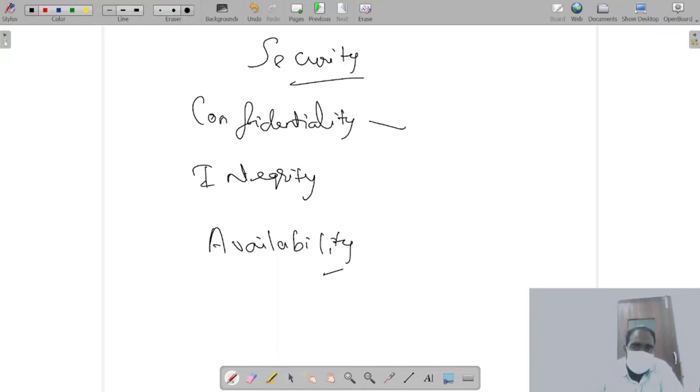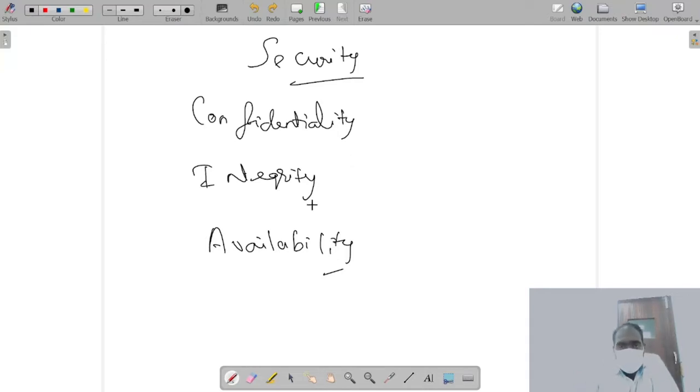What is confidentiality? Confidentiality means whatever we say on the network should only be read by whoever we intended to. Let's say I'm sending an email to my relative. Now only the relative should be able to read that email. No one else should know anything about that email.